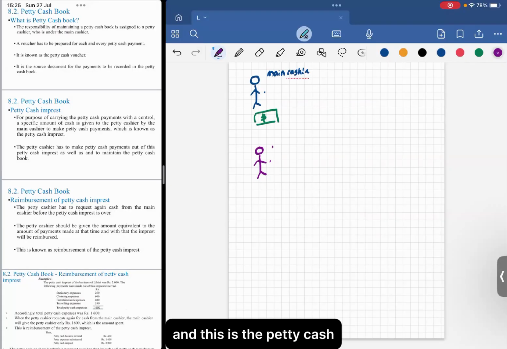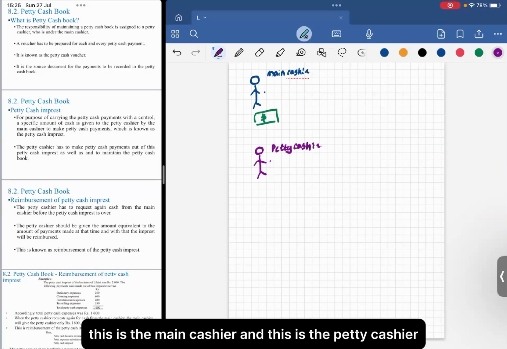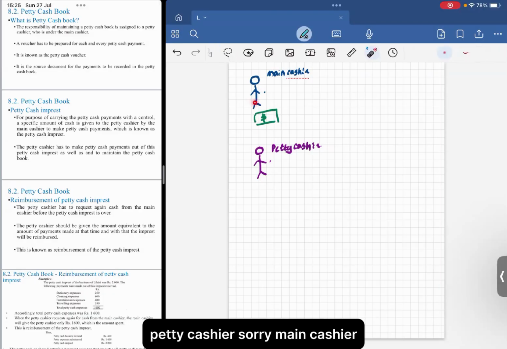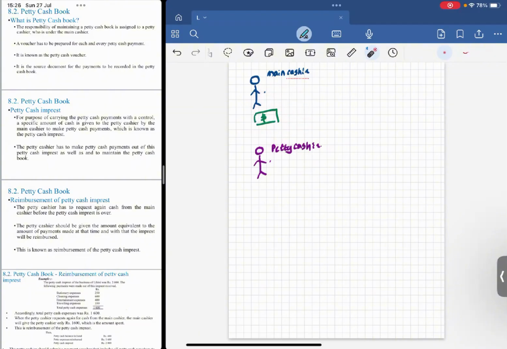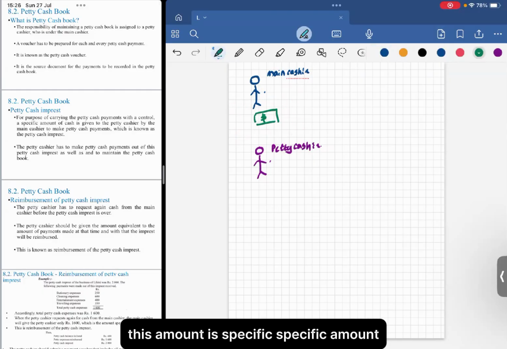This is the main cashier and this is the petty cashier. The main cashier has allocated some amount of money for the petty cashier to make the payments. This amount is a specific amount.